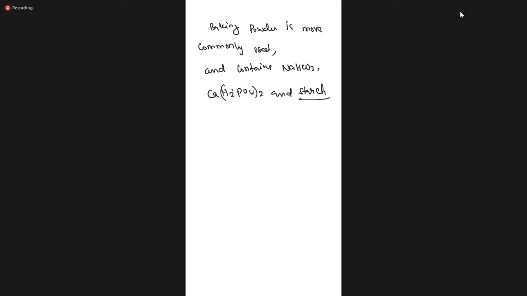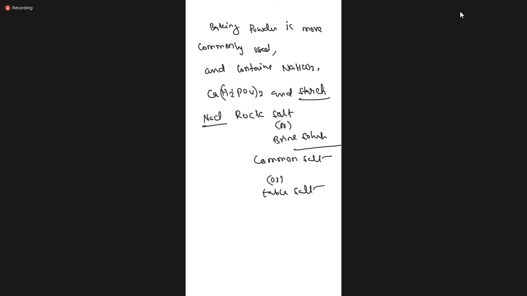Next compound, sodium chloride, NaCl. NaCl is called rock salt, otherwise brine solution. This is the common salt, also called table salt. We can be asked the formula of table salt, brine solution, rock salt, sea salt. They can ask that.